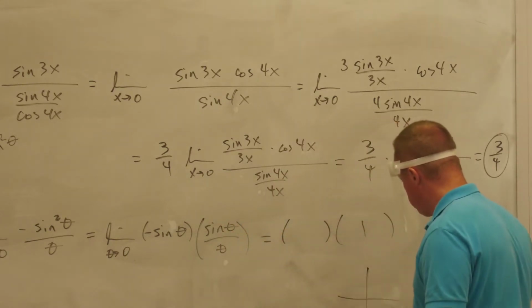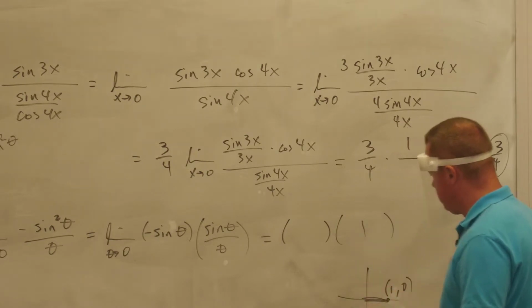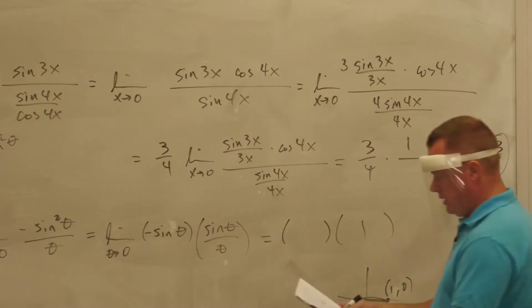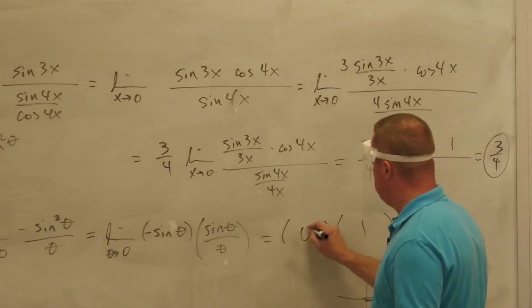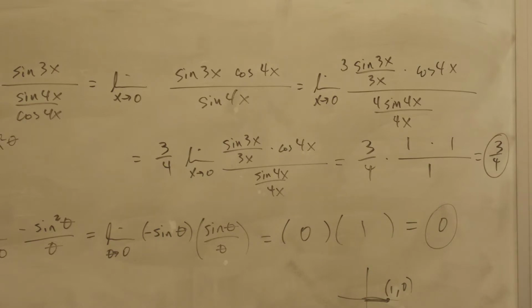Well, again, here's your unit circle. That point's (1, 0). What is the sine at that angle 0 there? The y coordinate, 0. So that would be 0. 0 times (1, 0). So that limit is 0. Okay. Any questions about that?